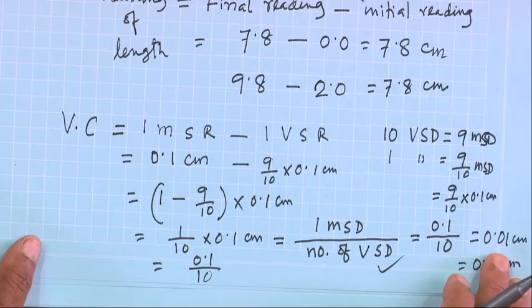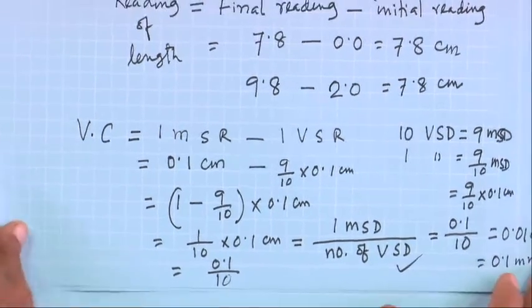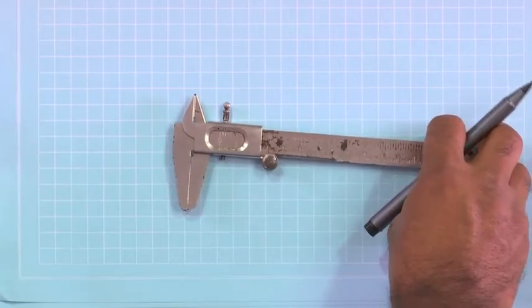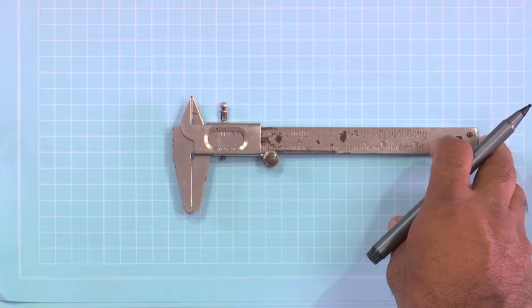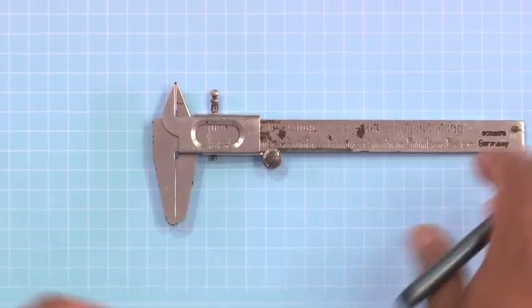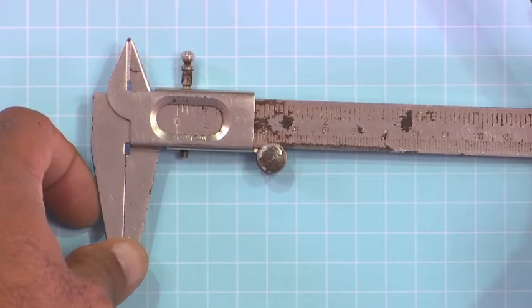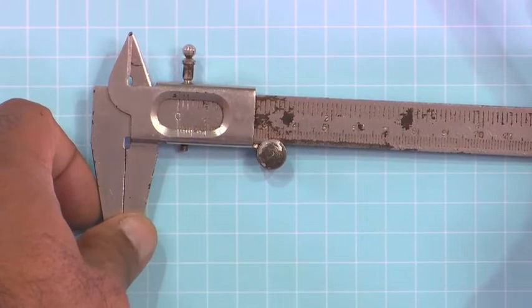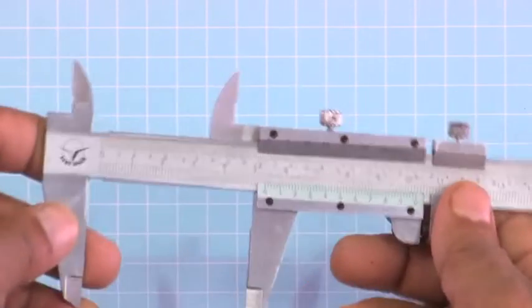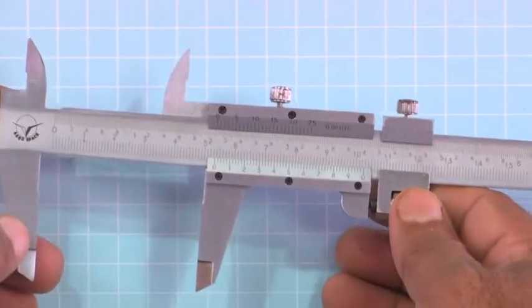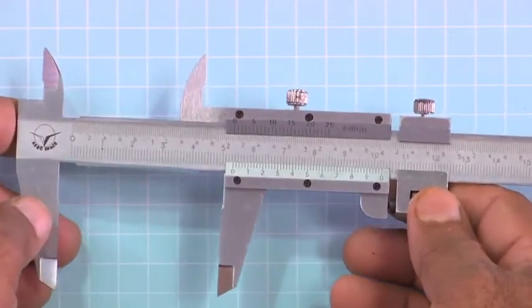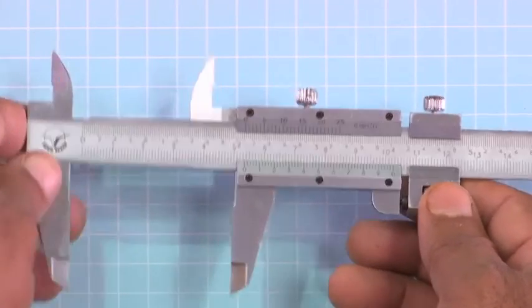So this is the way one has to find out the vernier constant, and for the instrument I have shown here, the vernier constant is 0.01 centimeter. Now I will show you another slide calipers that has an even better least count, a better vernier constant. Let me show you this one. This is more popular nowadays because its vernier constant is better. I will show you what the vernier constant is for this.